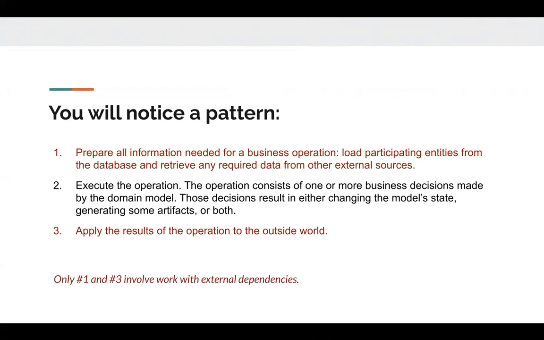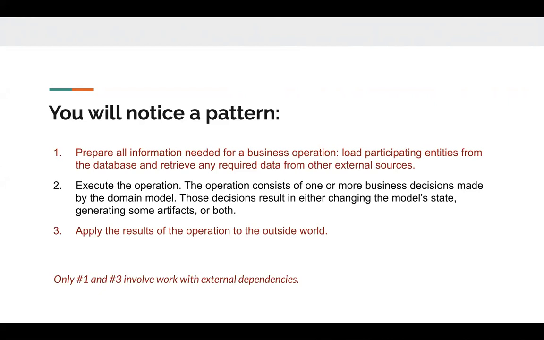So first of all, prepare all information needed for a business operation, loading participating entities from the database and retrieving any required data from their external sources. So you'll see patterns here. And again, if you look at the bottom, only number 1 and number 3 involve work from external dependencies. So going back to a controller, you're receiving data from an external source that you need to act upon, okay?